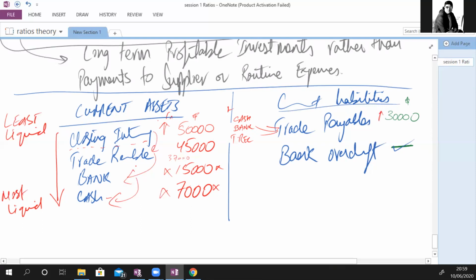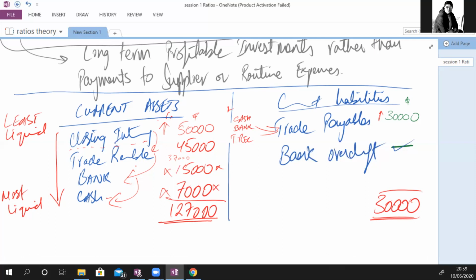Why? If you look at how much current assets you have to pay your current liabilities, it's 95 plus 15 is 110, 127,000 of current assets to pay your 30,000 of current liability. Easy peasy, you have 1,27,000 of current assets to pay 30,000 of liability.